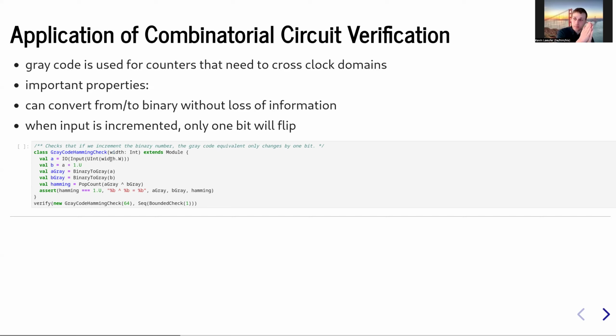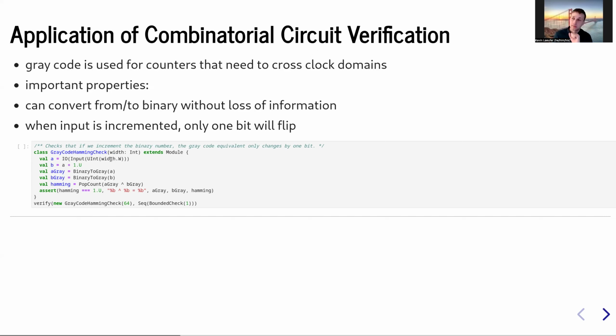They use it to send a number from one clock domain to another, but only a number that changes by 1 every cycle. And when it changes by 1, if you think about binary, you could have a binary number and you add 1, and a lot of bits change. But if you have the gray code, then only one bit should change at a time.